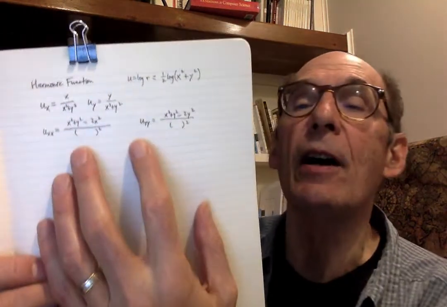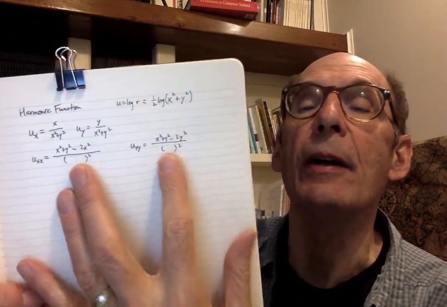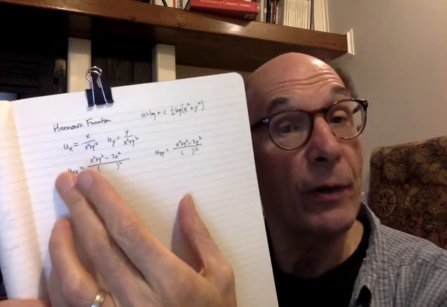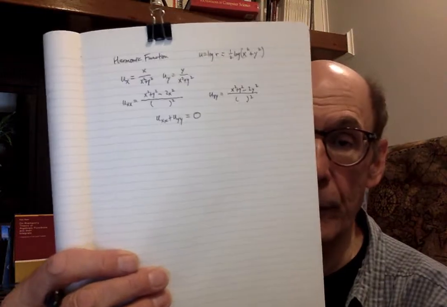Now, if you add these up, you see the bottoms aren't going to matter. You're going to get an x squared and an x squared and a minus 2x squared. And you're going to get a y squared and a y squared and a minus 2y squared. So the Laplacian is 0, and this is a harmonic function. So there's the situation. So we have a harmonic function.